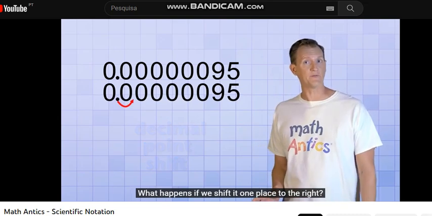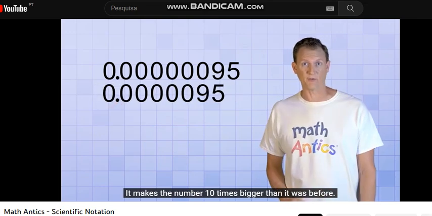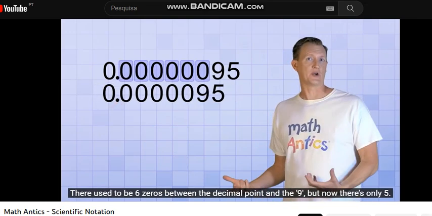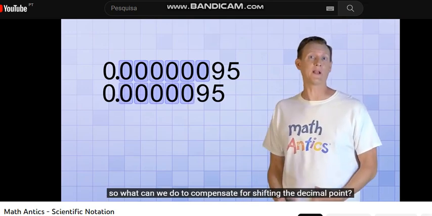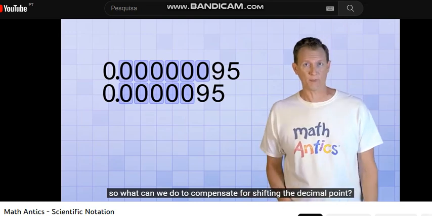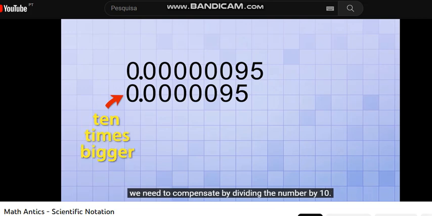What happens if we shift it one place to the right? It makes the number 10 times bigger than it was before. There used to be 6 zeros between the decimal point and the 9, but now there's only 5. Again, we don't want to change the value, so what can we do to compensate for shifting the decimal point? In this case, since shifting one place to the right made the number 10 times bigger, we need to compensate by dividing the number by 10.